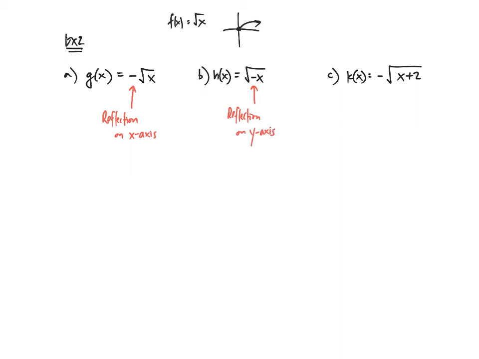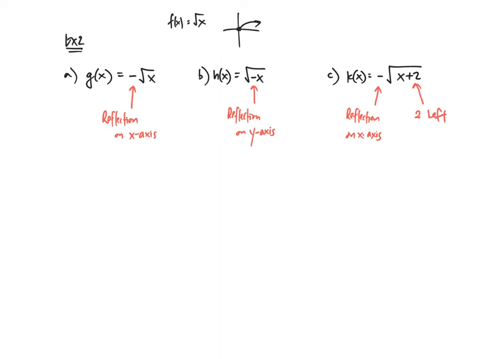And then finally over here, you've got the negative outside, so we already determined that that's a reflection on the x-axis. And then we also have this +2 inside, so that means that the graph is going to shift 2 units to the left. Okay, so basically what that's going to do is if you shift it 2 to the left, maybe it starts here, and it's flipped, so it's going to go down this way. Or you could flip it first and then shift it 2 to the left.